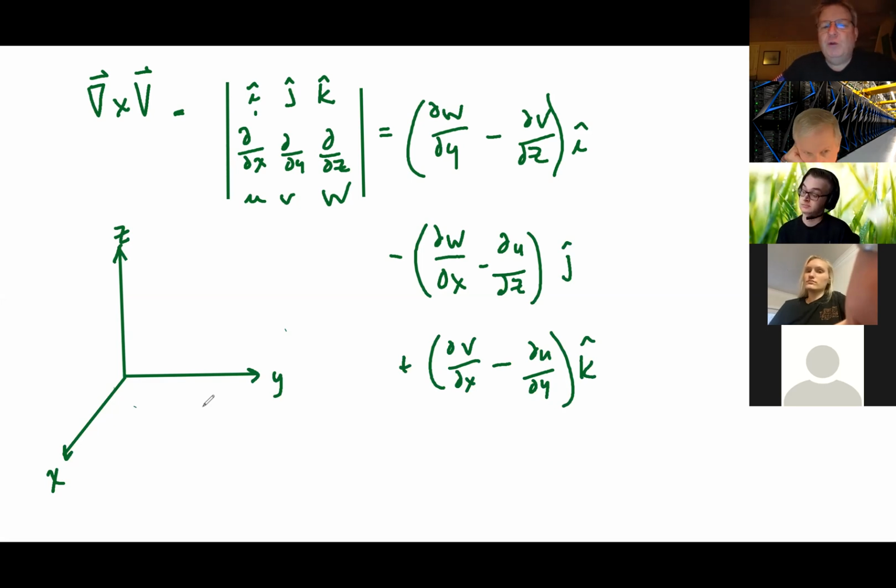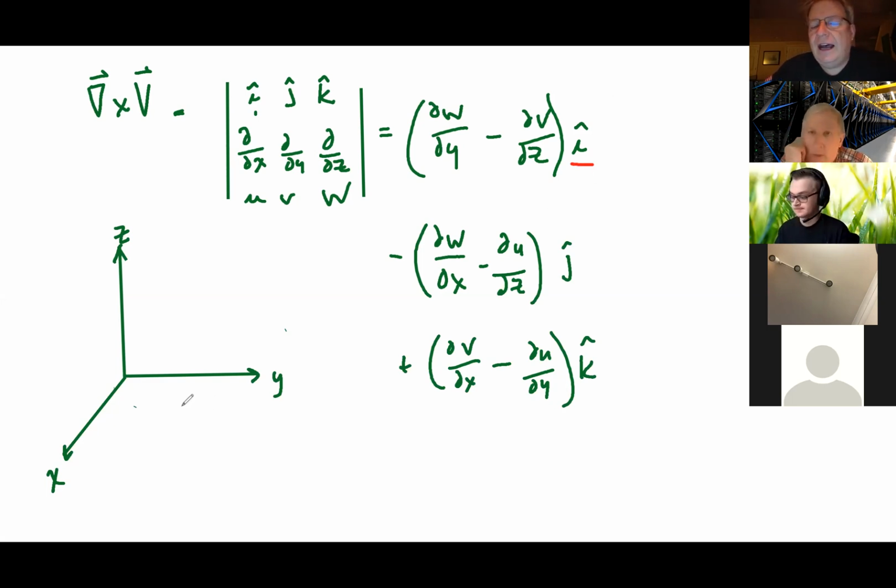So I have a vorticity vector, and the first one that I have, and I'm going to use a different color here, is this guy. The vorticity vector has to point in the I direction. So dw/dy. That's a question.